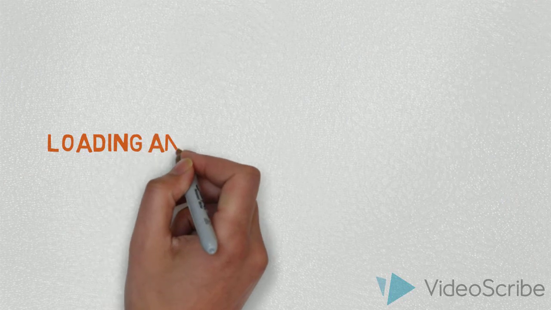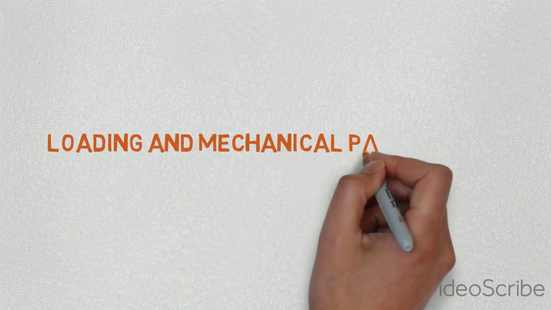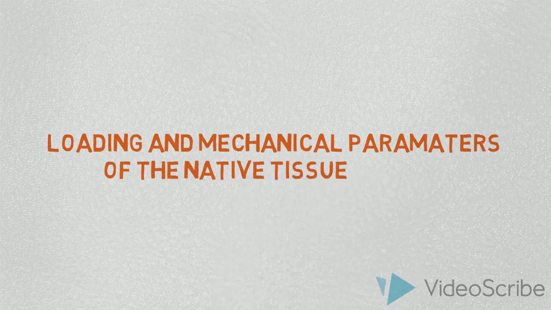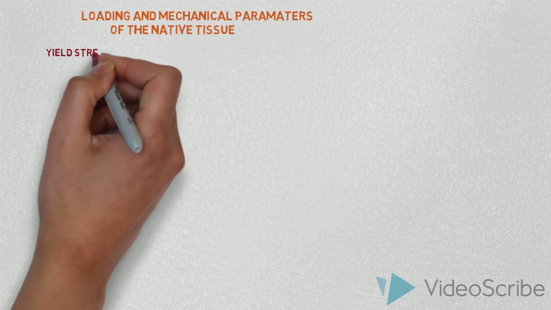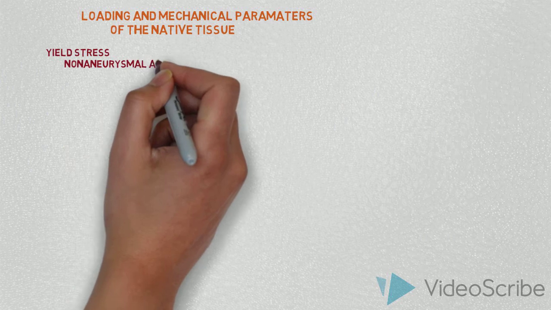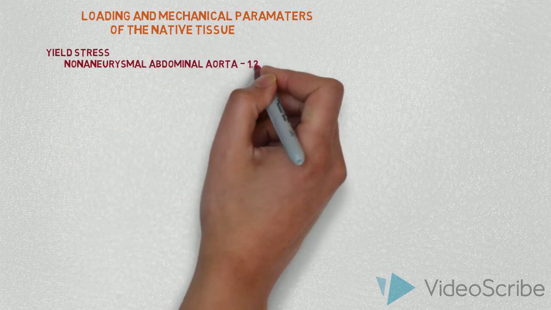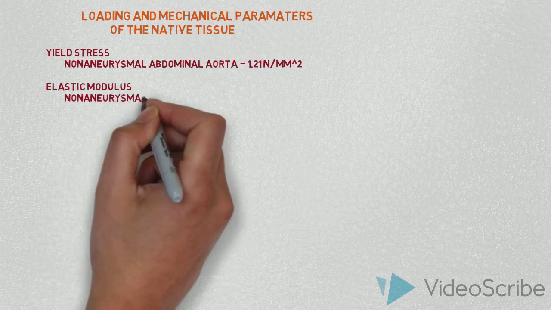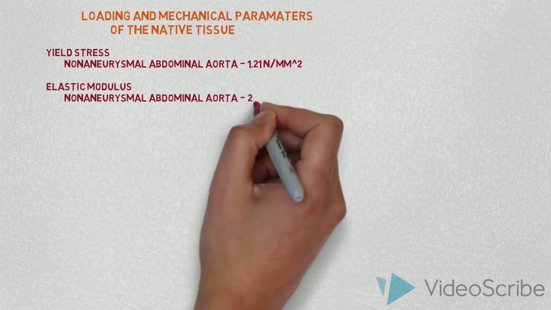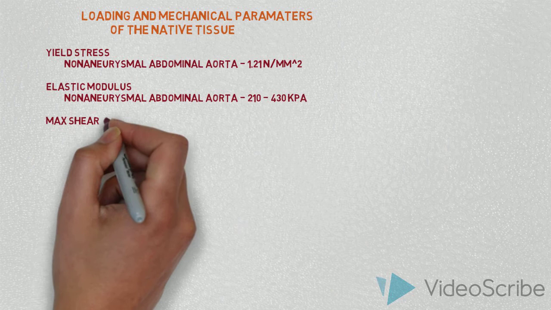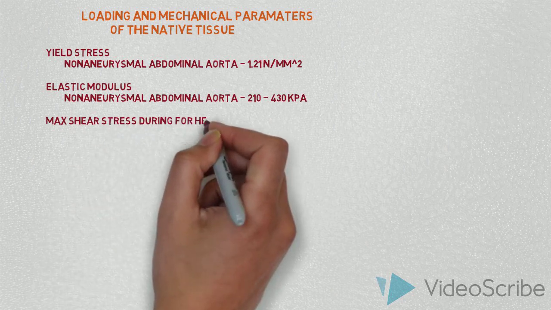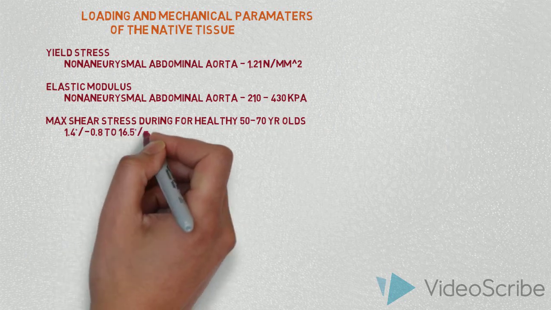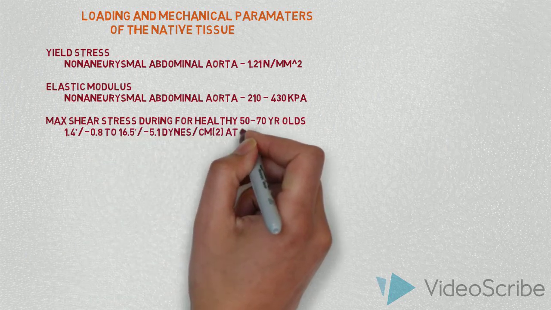The following loading and mechanical parameters are from the native tissue of healthy patients ages 50 to 70 years old. Normal yield stress is about 1.21 newtons per millimeter squared. The elastic modulus is about 210 to 430 kilopascals. The max shear stress for a healthy individual is about 1.4 dynes per centimeter squared at the infrarenal level, but could also increase to 20 dynes per centimeter squared during exercise.